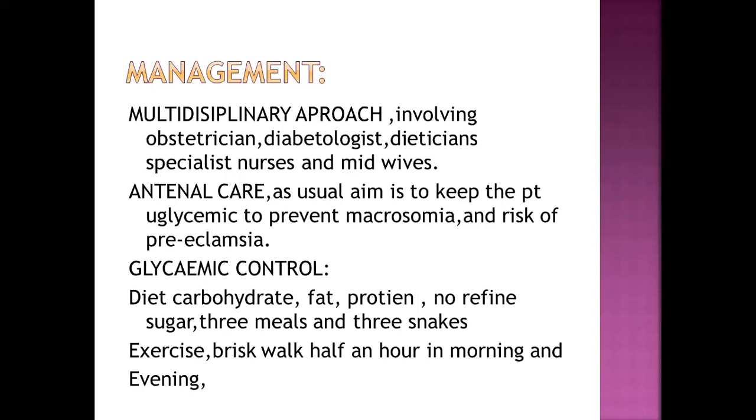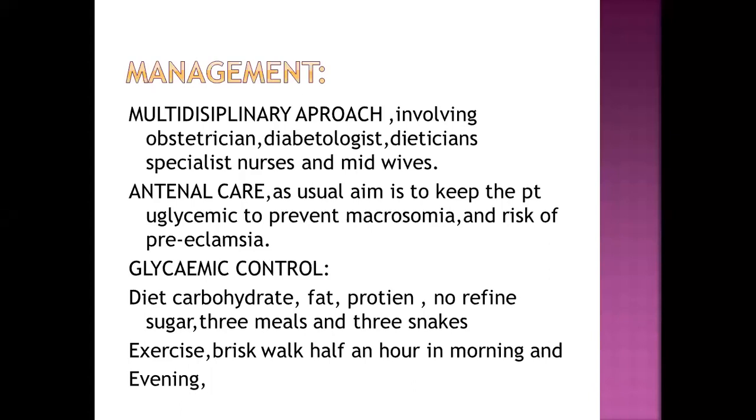In the antenatal period, what is our aim? The patient should be euglycemic. Her level should be normal throughout the pregnancy. What is the benefit of being euglycemic? We have to prevent macrosomia, prevent the risk of preeclampsia, and prevent unexplained death, which is common in diabetes mellitus, as we discussed in pre-existing diabetes. So keeping the patient euglycemic, we can prevent macrosomia and all the complications of macrosomia.